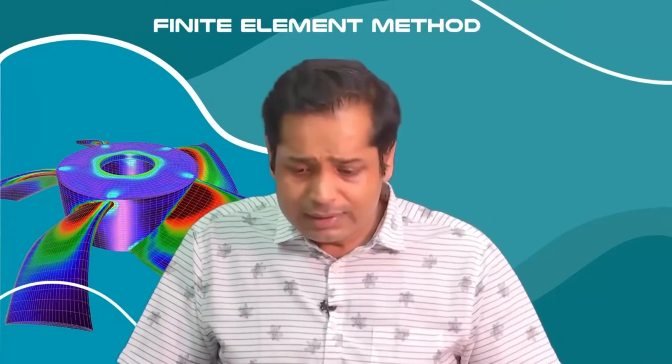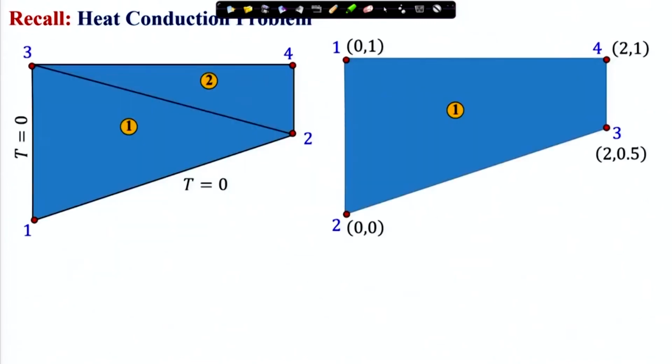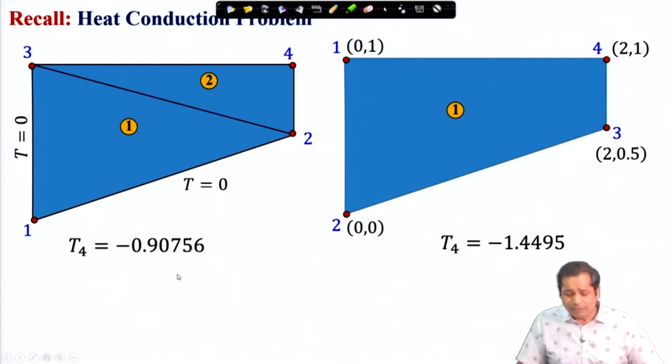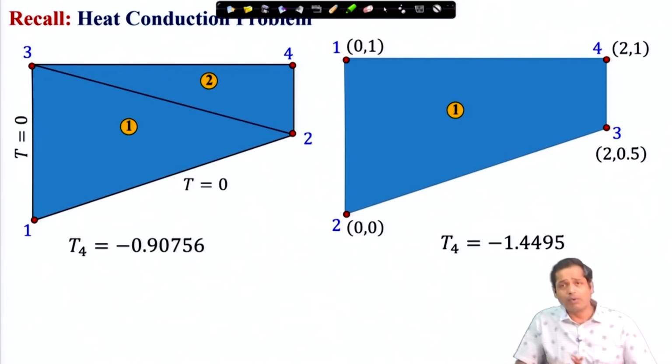So this was the problem, if you recall, and for this problem we obtained the solution using the 3-noded triangular element, and also using 4-noded quadrilateral elements. With 3-noded triangular elements we had the results. This is T4, because among all these 4 nodes, only T4 is unknown. And here also among all these 4 nodes, T4 is unknown. These are the results obtained from the triangular element and also from the quadrilateral element.